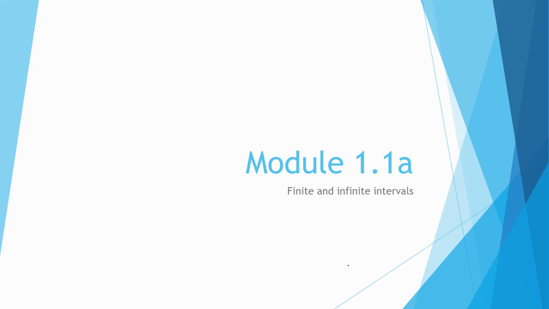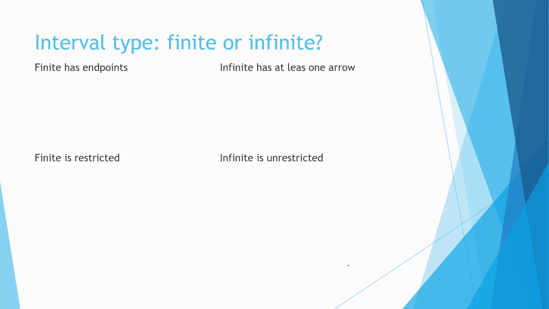So this lesson is more information about what we talked about in lesson 1.1 regarding intervals. We want to talk about what is finite, what is infinite, what makes them one of those. I wanted to go a little bit farther about that. When we talk about interval types, they can be finite or they can be infinite. Finite always has endpoints. Infinite will have at least one arrow. Finite will be restricted, infinite will be unrestricted.